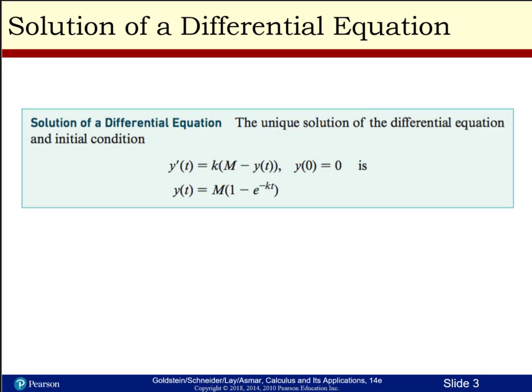Now this is a differential equation, and to find the solution, the unique solution of the differential equation with the initial condition, we have that y prime of t, that's our vertical distance, equals k times M, which is our terminal velocity, minus that vertical distance. And y of 0 equals 0 means I started from just kind of stepping out of the plane, if you will. And that y of t equals M times the quantity 1 minus e to the negative kt.